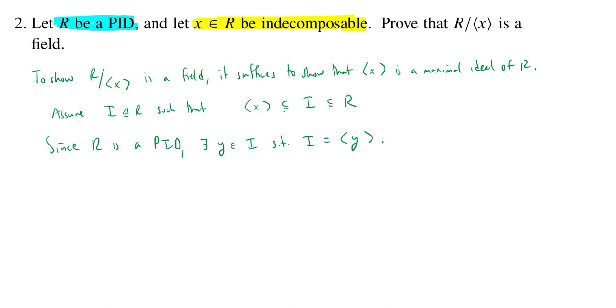Okay, but now that tells us that the ideal generated by X is contained in the ideal generated by Y, which tells me that the element X, which we know is an element of the ideal generated by X, because we're working in a PID, so there's an identity element in R, is also an element of the ideal generated by Y. And therefore, this implies that there exists some, let's just call it r in R, such that X is equal to Y times r.